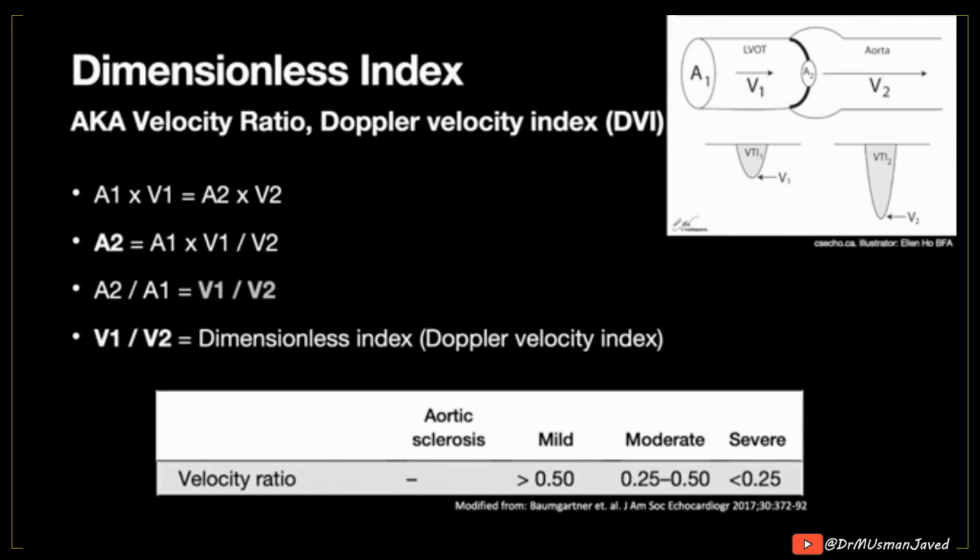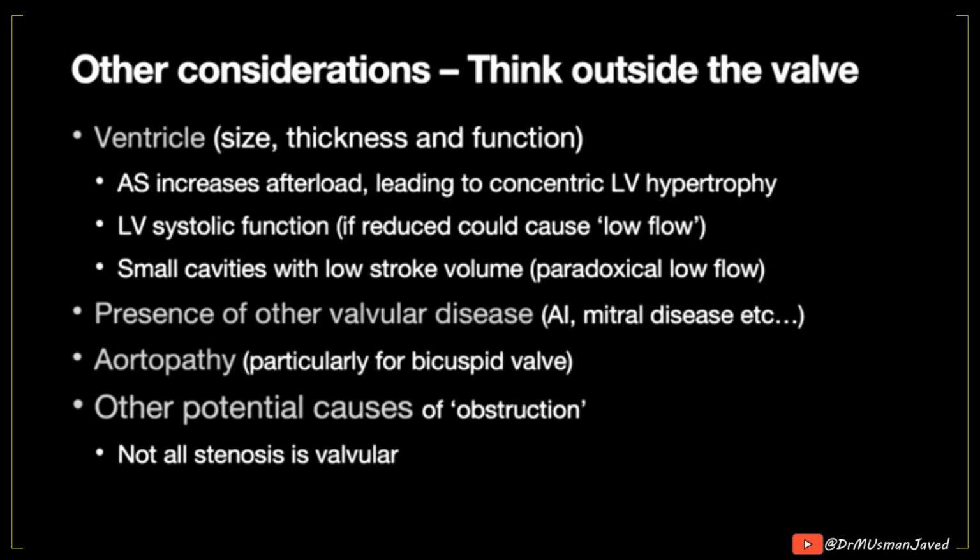Next, we have our dimensionless index, which is also known as the velocity ratio or Doppler velocity index, DVI. So lots of names there. They all mean the same thing. And this is derived from the continuity equation as well. As you can see here, when you isolate for the velocities, you get V1 ratioed with V2. And the idea of this is to do away with your LVOT measurements and just keep the velocities in the LVOT compared to the velocity that you've attained with your CW of the aortic valve. And here we have cutoffs. Again, 0.25 is the cutoff for severe aortic stenosis.